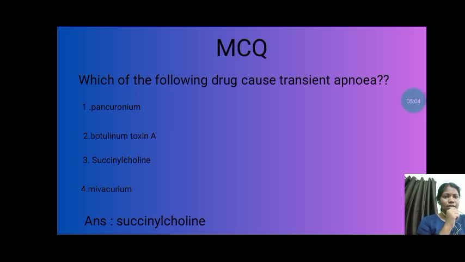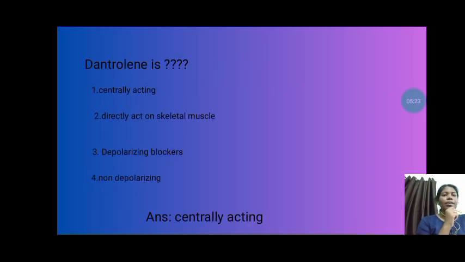Let's discuss some MCQs. Which of the following drugs causes transient apnea? First option pancuronium, second option botulinum toxin A, third option succinylcholine, last option mivacurium. The answer to this question is succinylcholine. Second MCQ: dantrolene is: first option centrally acting, second option directly acts on skeletal muscle, third option depolarizing blocker, fourth option non-depolarizing. Dantrolene is mainly a directly acting drug.